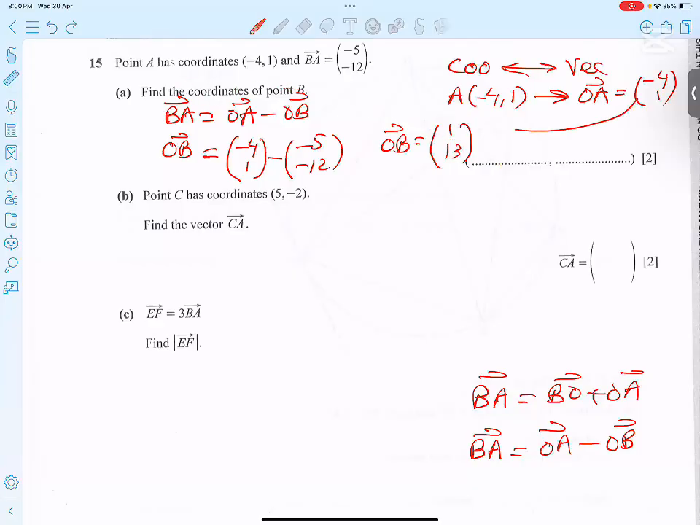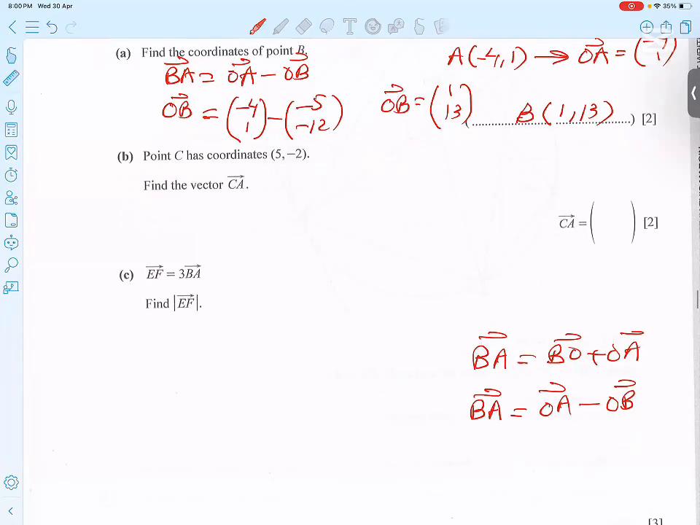And when you want to convert a vector to coordinate form, students, what to do? Remove this O, that's simple. And I got the B coordinates become 1, 13. I hope the point is very clear. And let's go for the next part.